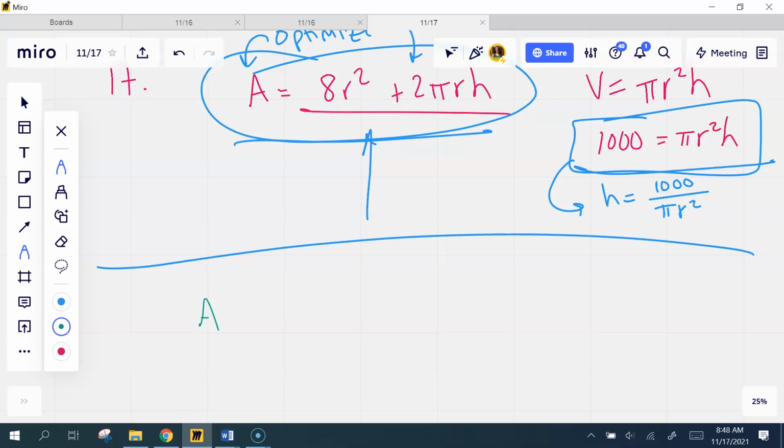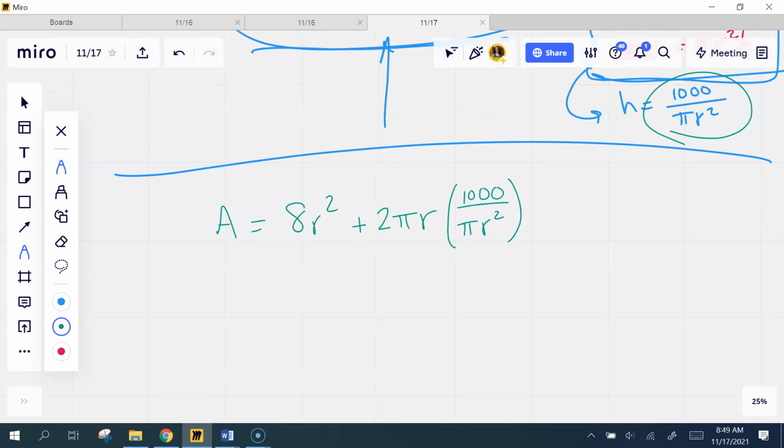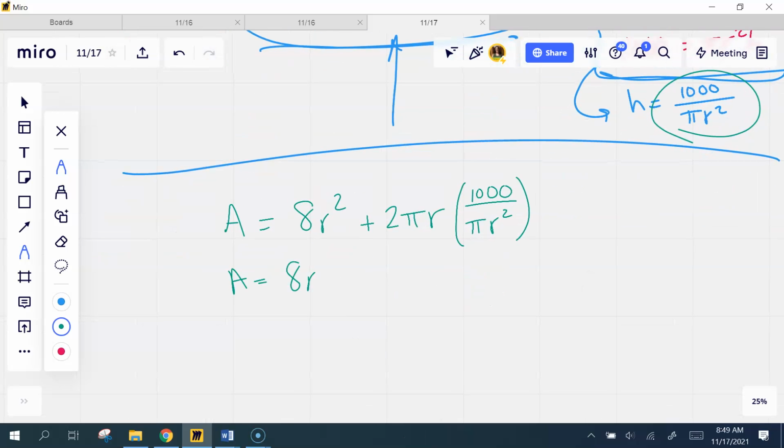So now I have area equals 8r squared plus 2 pi r, but instead of h, I'm going to replace it with this: 1,000 over pi r squared. I'm going to simplify it a little bit just because I know that I have to take the derivative next. And taking the derivative here would involve a product rule, and it'd be a little messy. It's just a little bit easier for me if I clean it up a little bit before I take the derivative. And since this is multiplied, the pi's are gone. One of the r's is gone. So I end up with 2,000 over r, or 2,000 r to the negative 1.